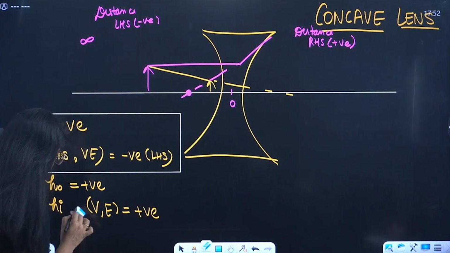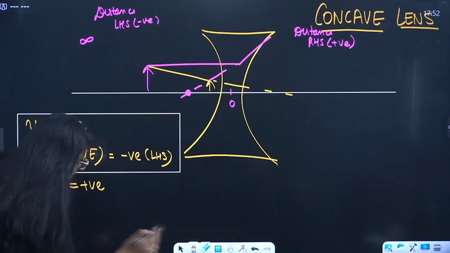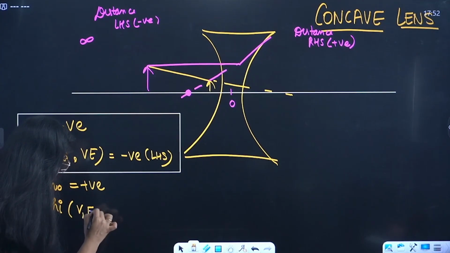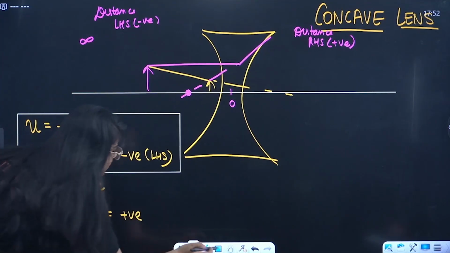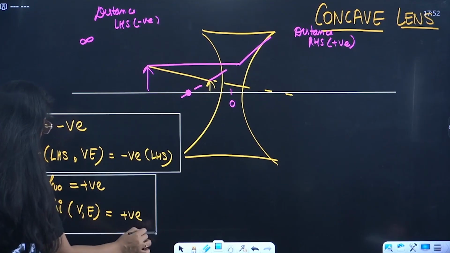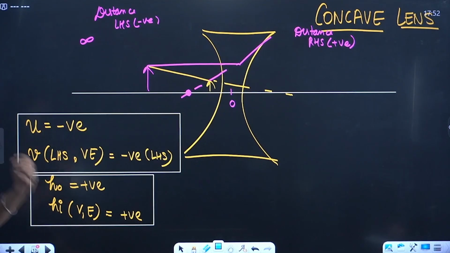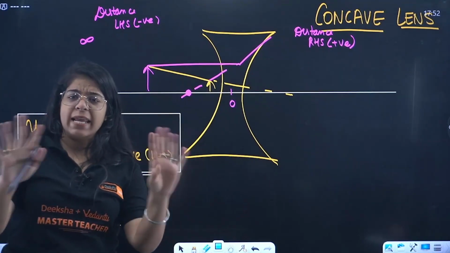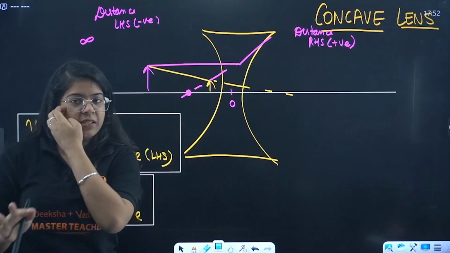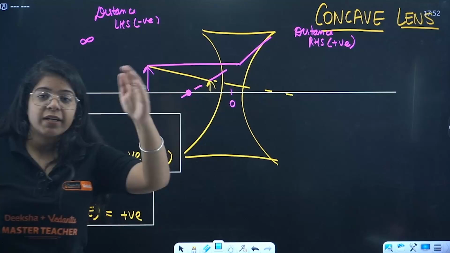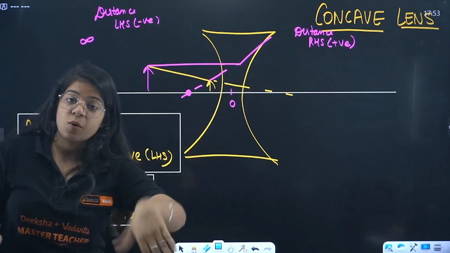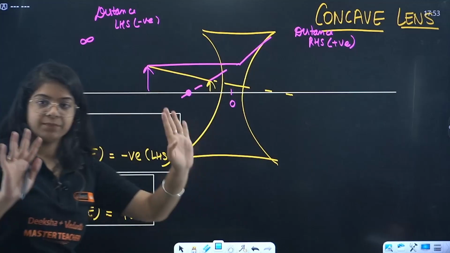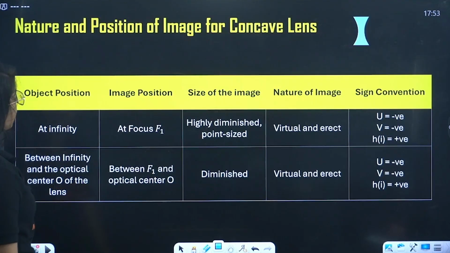Virtual and erect beta. Let me write it down. For virtual and erect images, the height of image is positive, and this is same. Height of image, height of object, these are same for your mirror, your lenses, every type of mirror, every type of lenses. Okay, real and inverted, negative height of image; virtual and erect, height of image positive above the principal axis. Done. And this is your table.